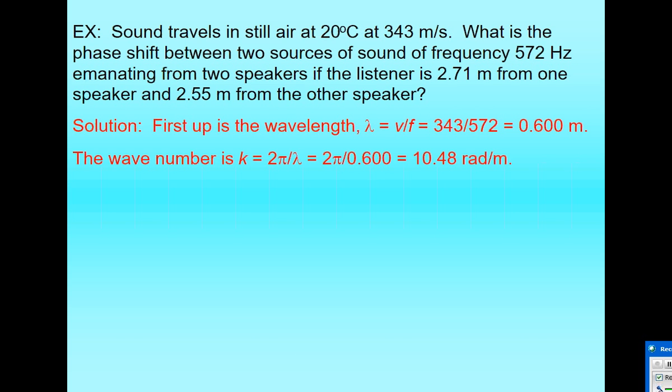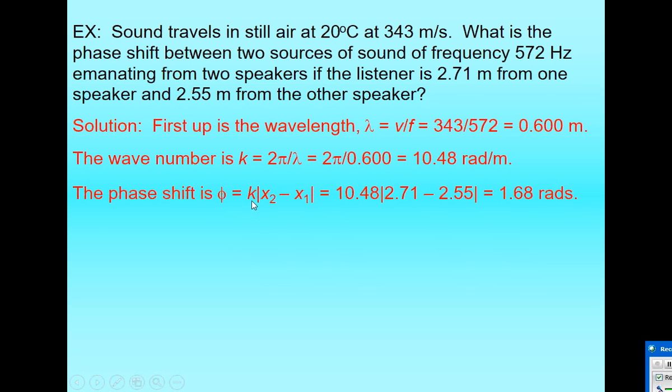And now that I have the wavelength, I can get the wave number k. That's equal to 2 pi divided by the wavelength. And in this circumstance, that gives me a wave number of 10.48 radians per meter. And then we can find the phase shift. Phi is equal to k times the path length difference, x2 minus x1. So 2.71 minus 2.55, find that difference, multiply by 10.48, and we get a phase shift of 1.68 radians.